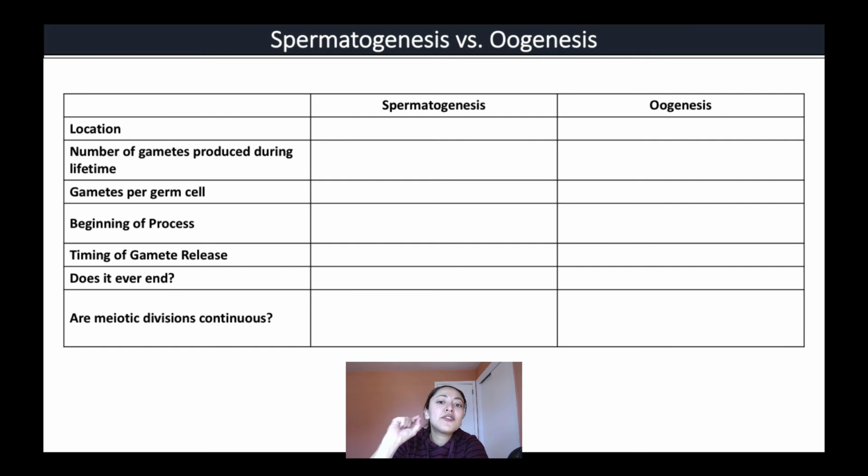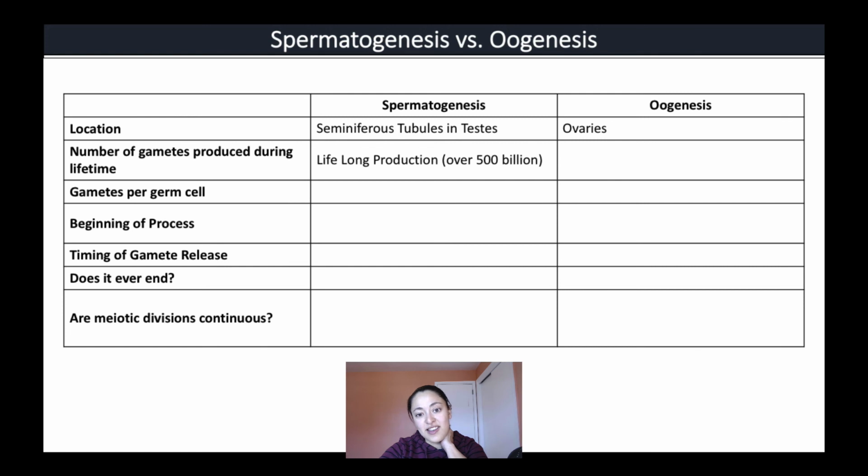So where does spermatogenesis occur? It occurs in the seminiferous tubules in the testes. Oogenesis occurs in the ovaries. Now let's look at the number of gametes produced during a lifetime. In males, there's lifelong production, and the numbers can reach as much as 400 billion sperm per lifetime. Whereas females can only produce a fixed amount of eggs, about 400 that mature and are ovulated in their entire lifetime. So women tend to go through about 400 menstrual cycles their entire life.